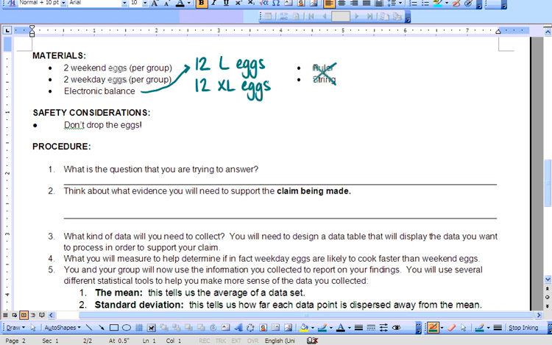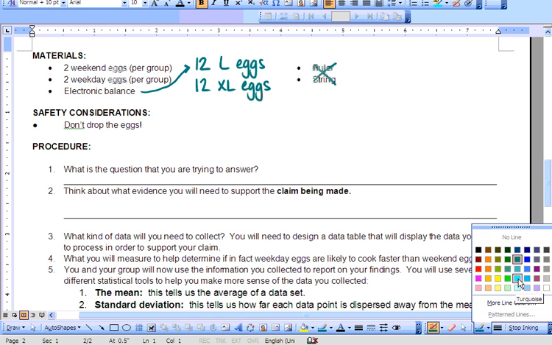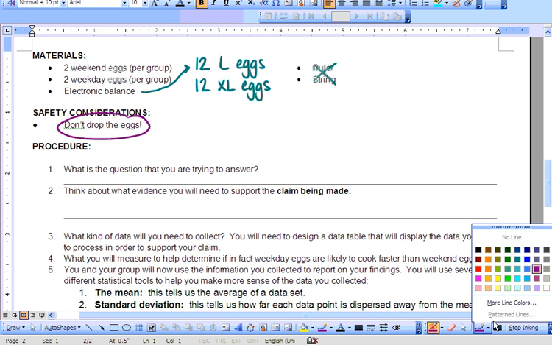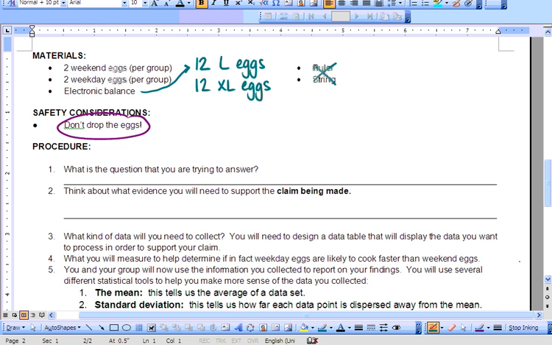And so groups will have to share the eggs, right? So you can grab a couple of one type and measure them and then do some swaps and stuff like that. The eggs are raw, so safety considerations, don't drop them because they're going to splat on the floor. And I actually do need these for the next group tomorrow, so try not to break any, obviously. Thank you very much. But do a minimum of 12 each.